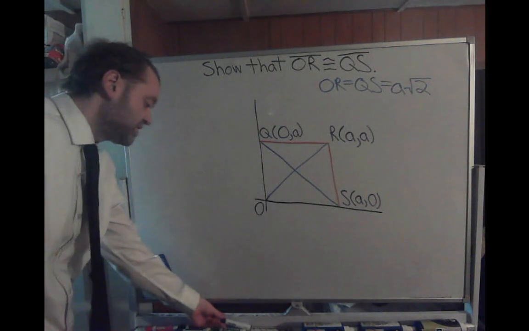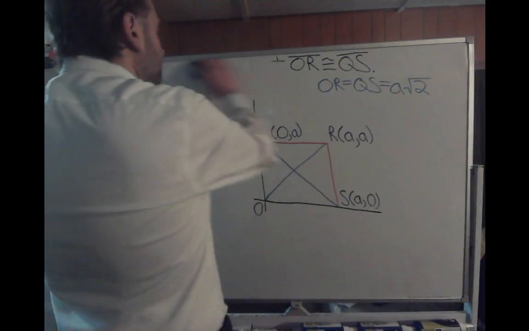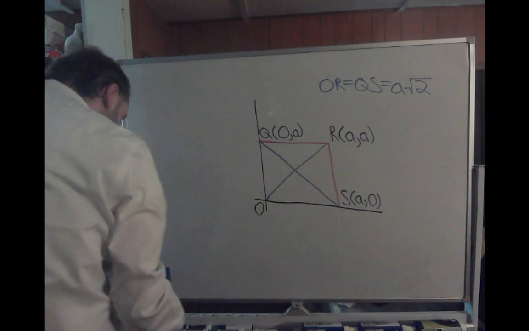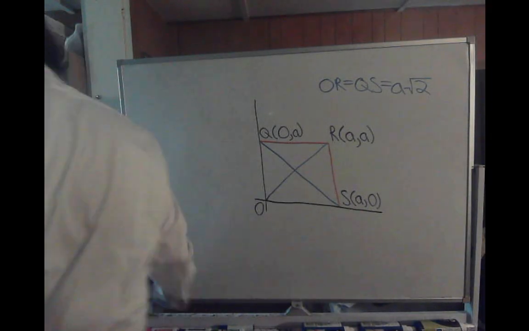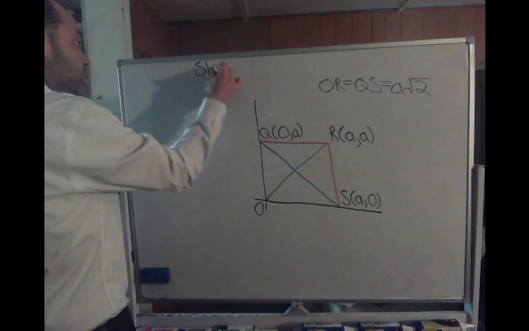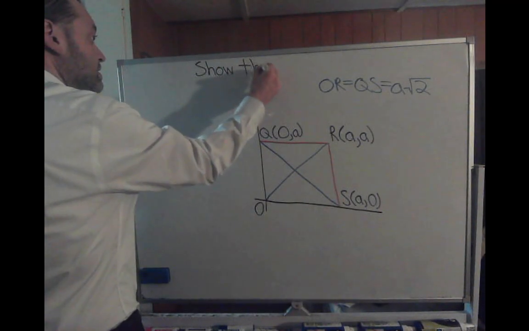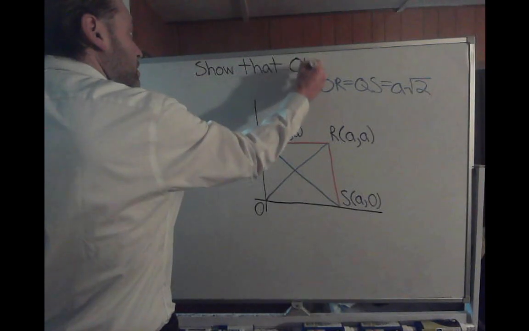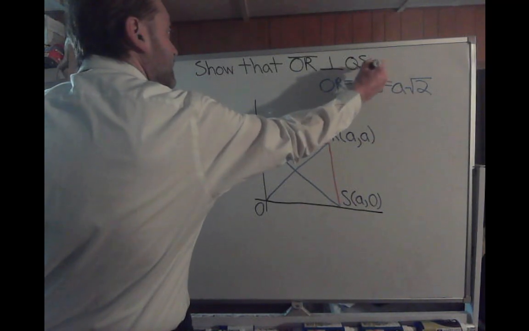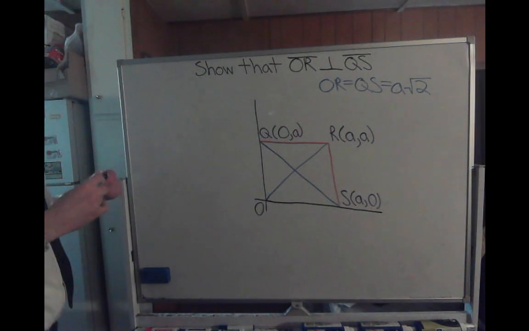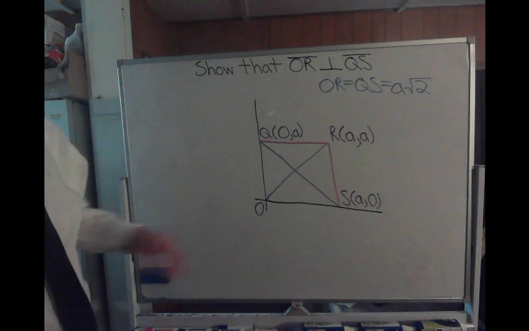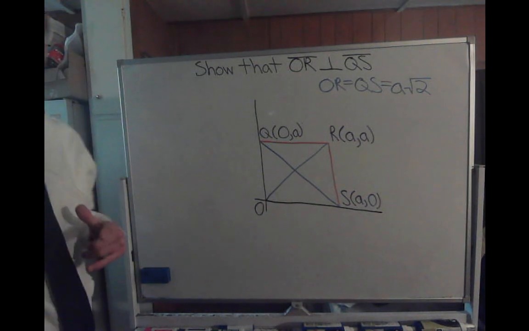Now we're going to go on to prove something else, because the exercise after this is going to come in. These lengths are going to come in handy. All right. Show that segment OR is perpendicular to segment QS. We need to show that segment OR is perpendicular to segment QS, which are the diagonals. Show that the diagonals are perpendicular to each other.